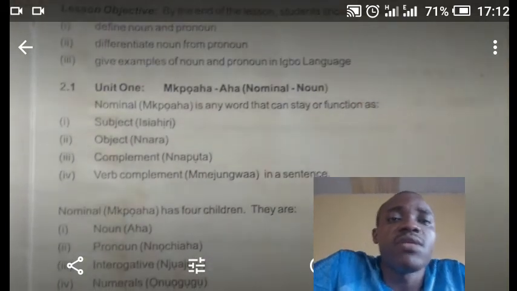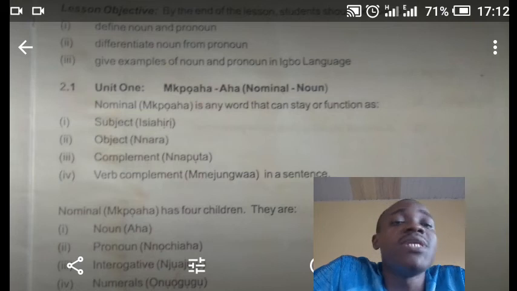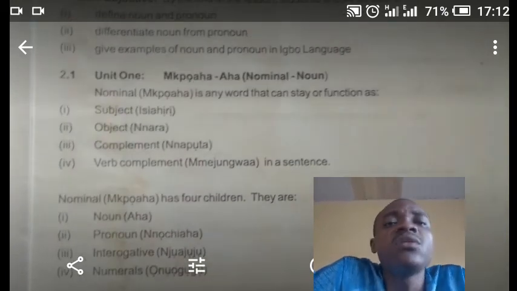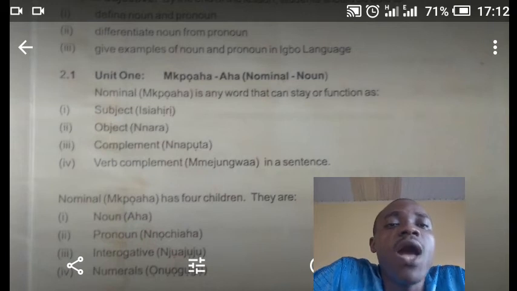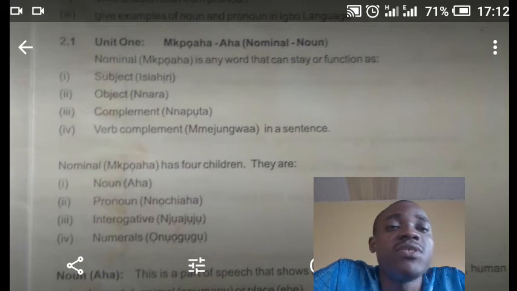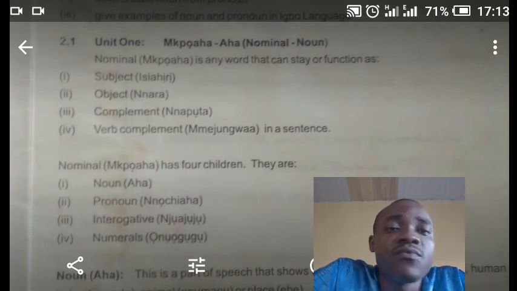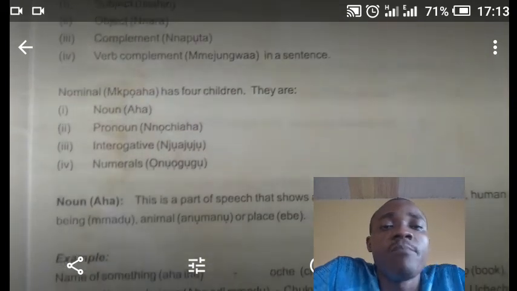That's what we'll be talking about now. First, I'll be looking at mpo aha, which is nominal noun. Nominal noun, which is mpo aha, is any word that can function as subject. In Igbo, subject is called isiahere. Object in Igbo is called nnara. Complement in Igbo is called nnapota. Verb complement in Igbo is called mmeju ngwa in a sentence.